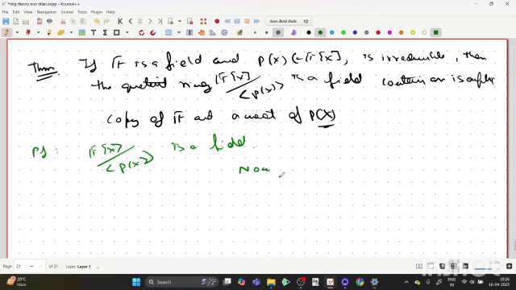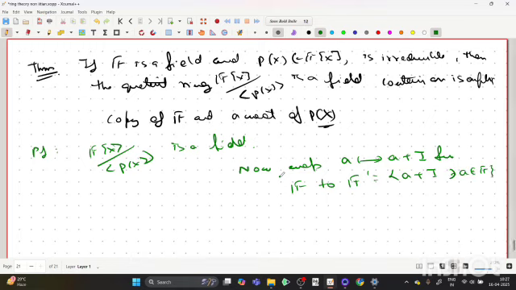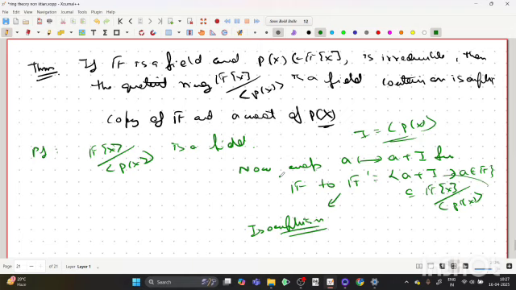Now, map a to a plus I from F to, let's say, F prime, which is a plus I, such that a is in F. Got it? And so this should be contained in F[x] modulo p(x). I is your p(x). Because all the constant polynomials are basically elements of that, this will give an isomorphism. Therefore, F is embedded inside this field.